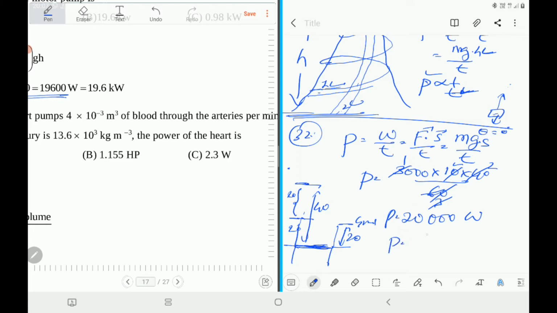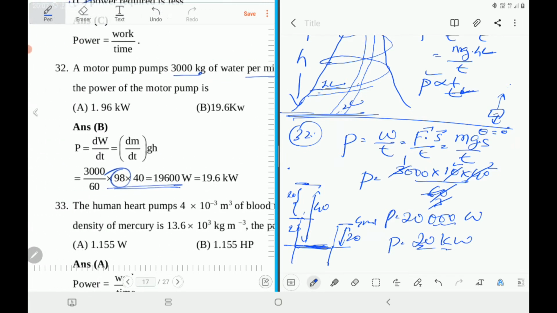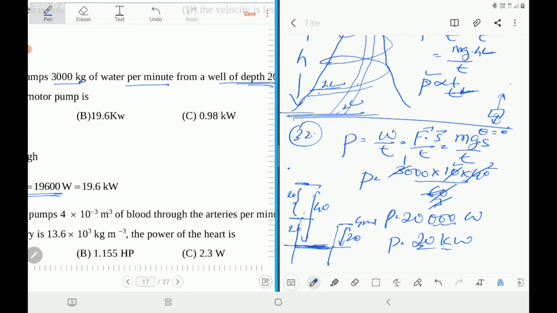20,000 means kilowatt, 20 kilowatt. We are getting 20, but the options are 19.6 and so on. You can go for the answer 19.6 because we used 10 instead of 9.8. If you use 9.8 directly, you will get 19.6.